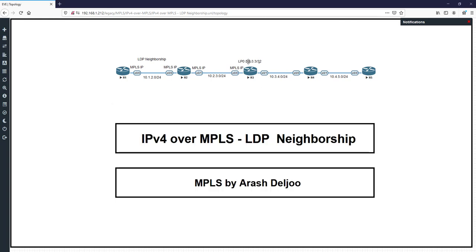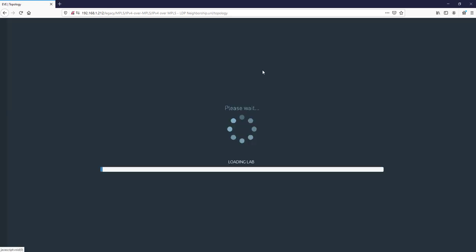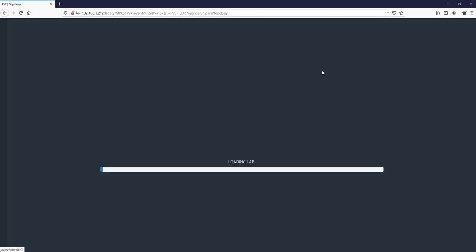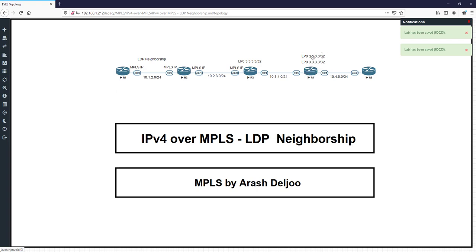And we can go to R4. In R4, I want to configure two loopback interfaces. Look at here, loopback 0 and loopback 1. The IP address of loopback 1 is 4.4.4.5/32, and the IP address of loopback 0 is, for example, 4.4.4.4/32. Let's configure it.